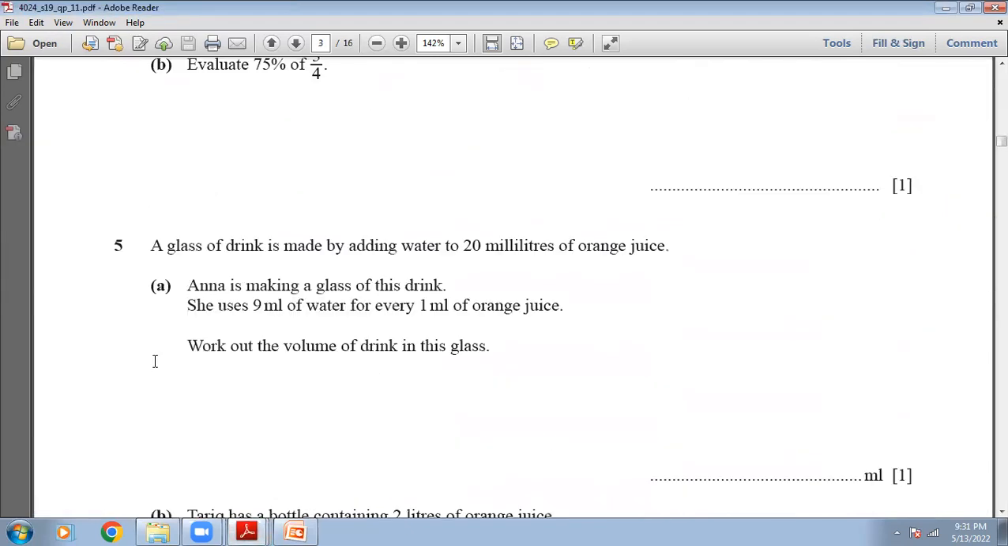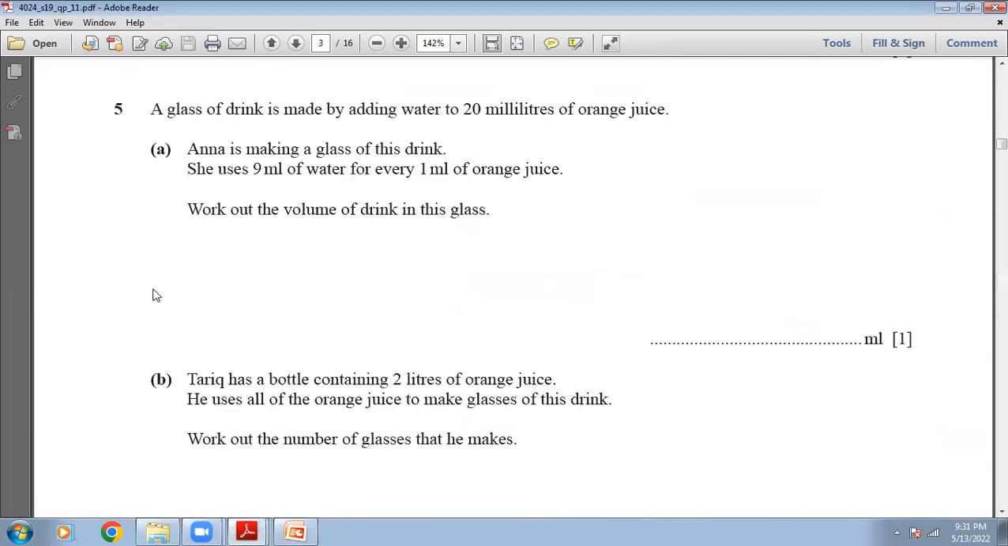The next question is question number 5. It says a glass of drink is made by adding water to 20 milliliters of orange juice. Okay, so we have orange concentrate, and it will be mixed with water, and we will make a drink. Anna is making a glass of this drink. She uses 9 milliliters of water for every 1 milliliter of orange juice. So work out the volume of the drink in this glass.